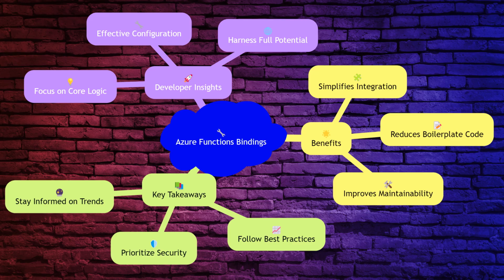Staying informed about these trends and developments can help developers leverage the latest advancements in Azure Functions and bindings. In conclusion, input and output bindings are powerful tools for simplifying the integration of Azure Functions with various services. They enable developers to focus on the core logic of their applications, reducing the amount of boilerplate code and improving maintainability. By understanding how to configure and use bindings effectively, developers can create robust and efficient Azure Functions. Key takeaways include the importance of following best practices, prioritizing security, and staying informed about future trends. With these insights, developers can harness the full potential of Azure Functions and bindings.